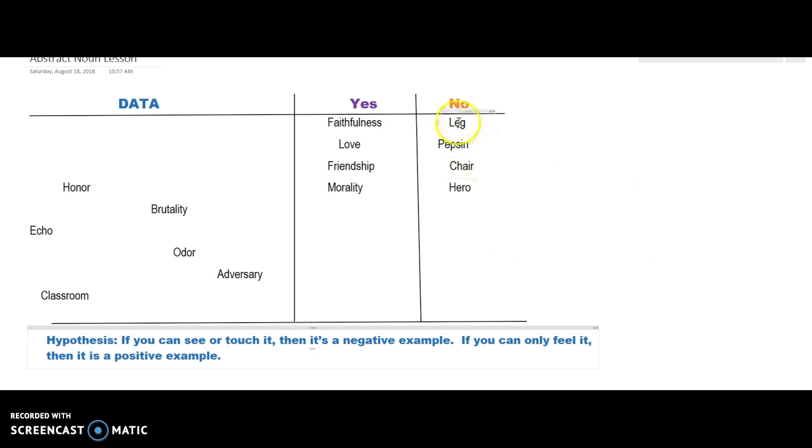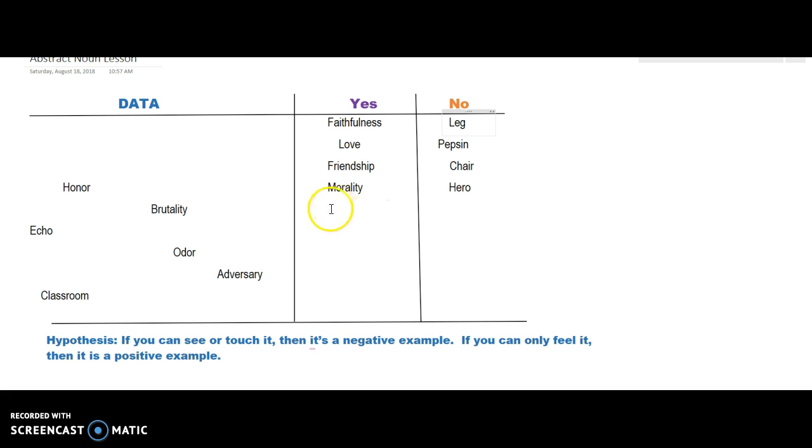So you're saying that all the no's you can see or touch. Pepsin, you might need a microscope to see it, but all these things have mass, someone else said, right? A hero, you can go to the fire station and see the heroes that work there. You can see a chair, you can touch a chair, you can see pepsin, and you can touch pepsin, though you might not know it. And the leg, you can see and touch a leg. You can feel love, you can feel your faithfulness, okay? And you can feel friendship. And you might feel that things are right or wrong. Okay.